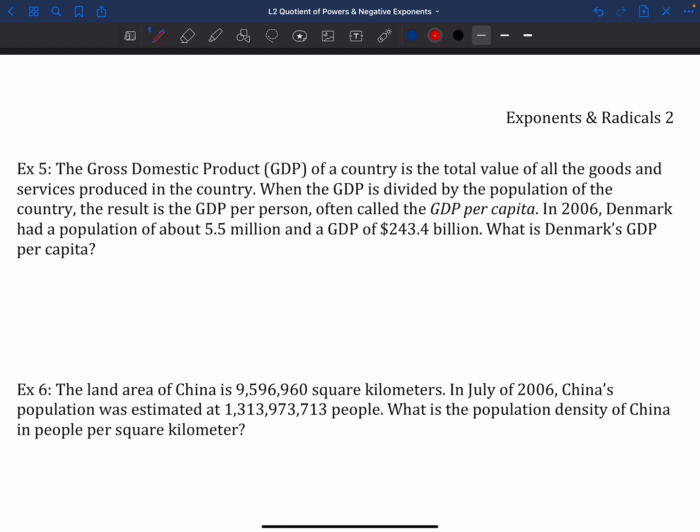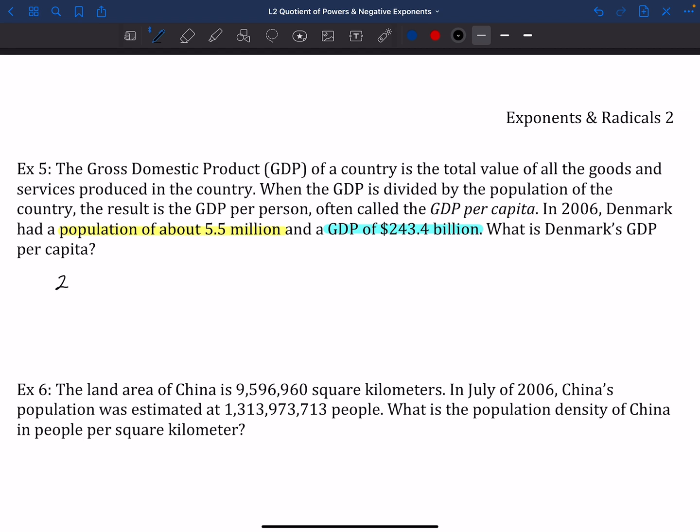We want to figure out what Denmark's GDP per capita is. So we are dividing the population by the GDP. Let me back up. We are dividing the GDP by the population. When the GDP is divided by the population of the country, we get the GDP per capita, just like it says in there. So a couple important bits: the population was 5.5 million, and the GDP was 243.4 billion. So we're going to start off by just writing those numbers out. We're dividing the GDP by the population.